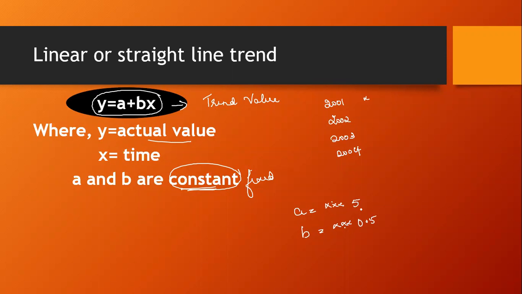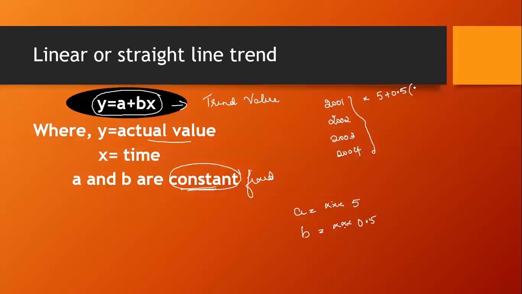Okay, this has to remain constant throughout. That means it should be a plus bx, that is 5 plus 0.5. The x value changes, depending upon the particular year. However you calculate it, it changes for each year. Okay, the x value will change.